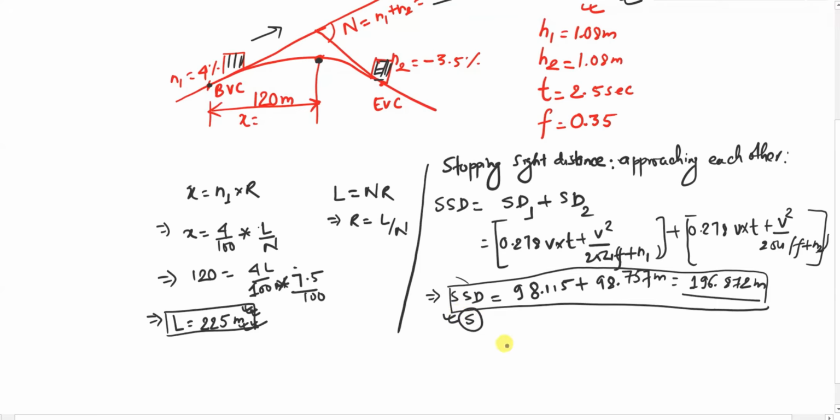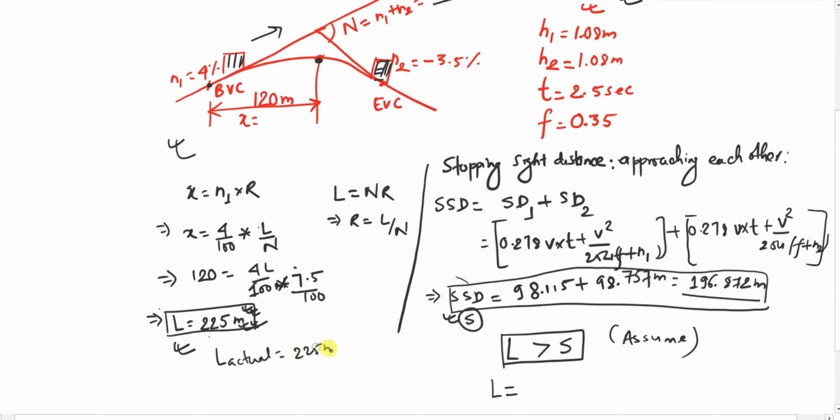Now this is the value of s, the stopping sight distance, right? So whether this is sufficient or not, how you can check is whether the length of this vertical summit curve is greater than the sight distance or not. We first apply this case, then check L. Since you all know that stopping sight distance is the condition for which the length of the summit curve is designed, we first assume that length is greater than S. The actual length of the curve provided in this case is 225 meter, right?